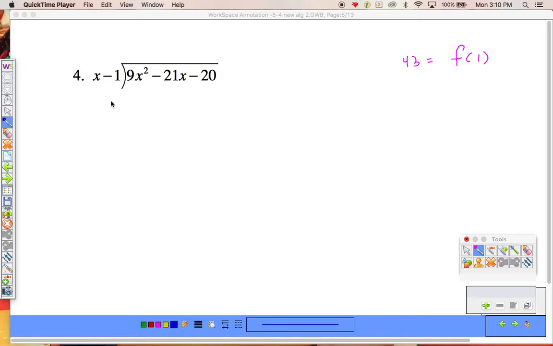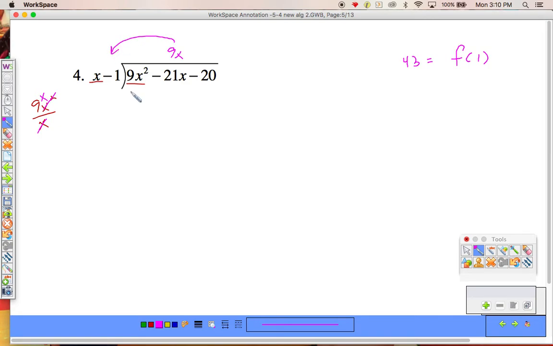Let's do one more long division problem. All right, first thing you look at is the x and the 9x squared. So the idea is, what times x is 9x squared? Or go in the other direction, I can say 9x squared divided by x. I'm going to cancel 1 out, leaving behind a 9x.